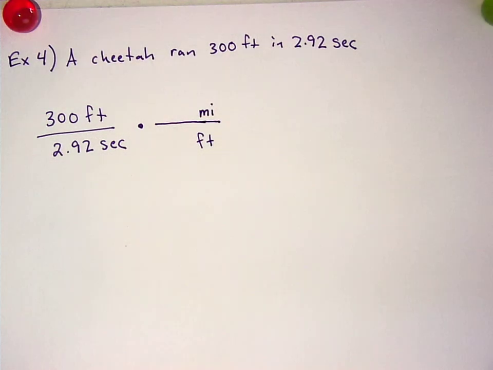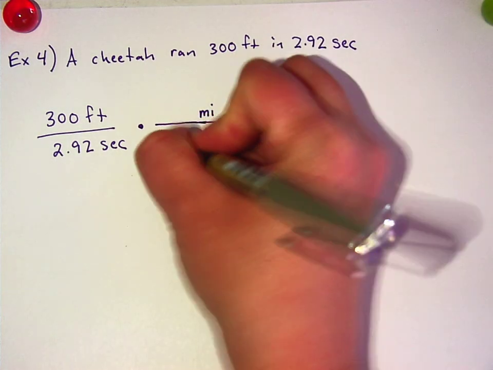Does anybody happen to know how many feet are in a mile? Yeah? 5,280. 5,280.